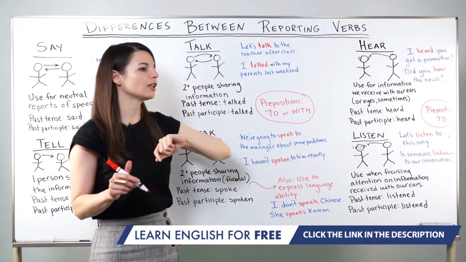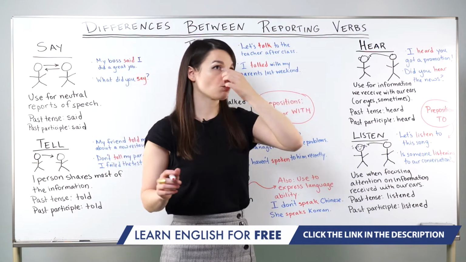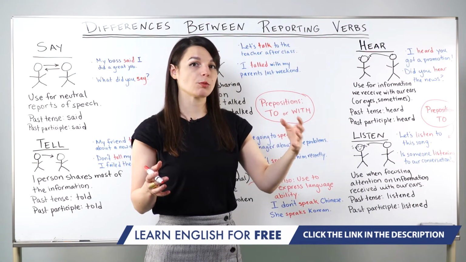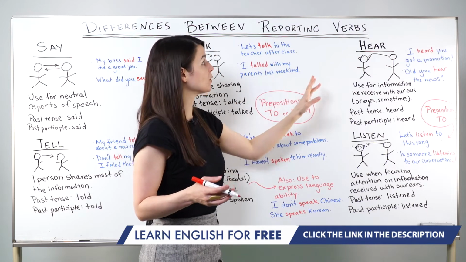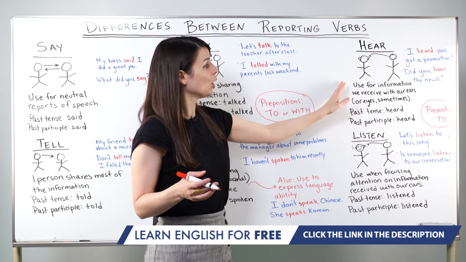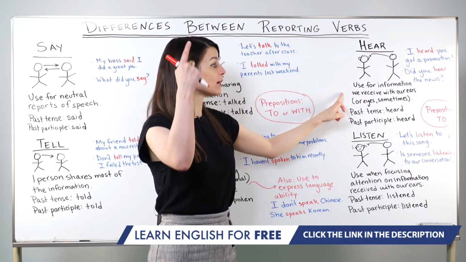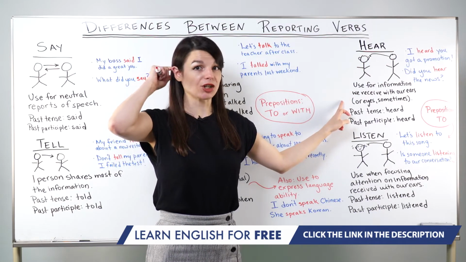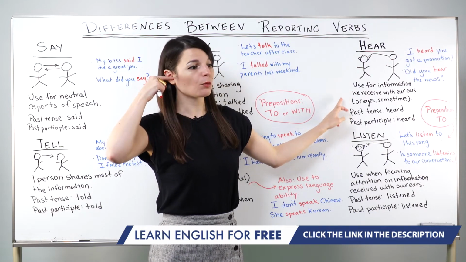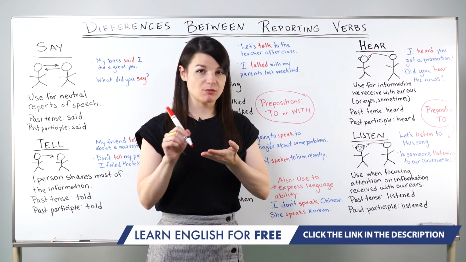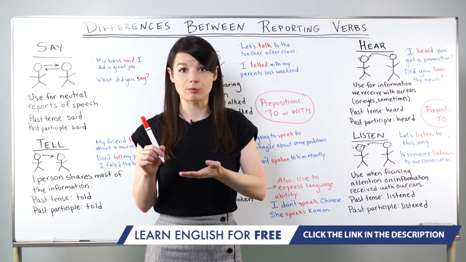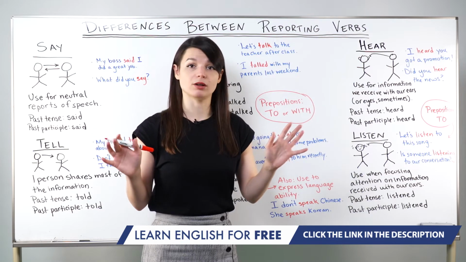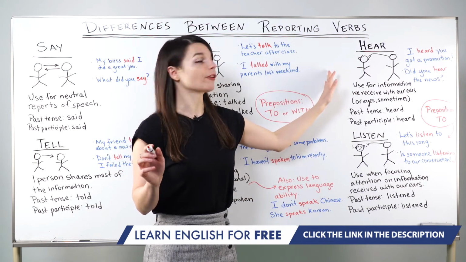Hear and listen, hear and listen. We use these to report information, yes, to report things, information we received. So let's look at how we use these differently. We use hear for information we receive with our ears, and also we do sometimes use this for information we read as well. You read it on social media and the newspaper, other news website, whatever. You can use hear to describe that.